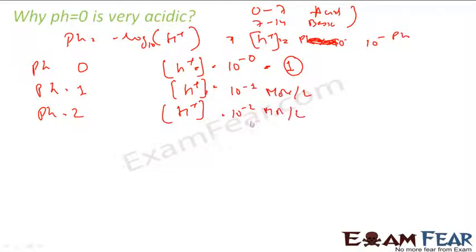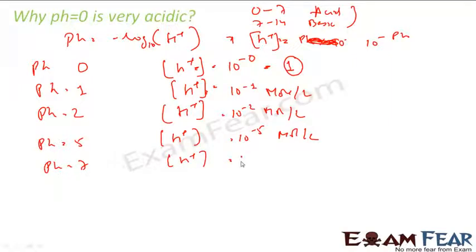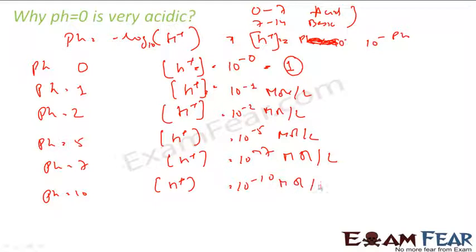So if you see, the concentration of hydrogen ion is reducing. If you take pH equal to 5, the hydrogen ion concentration will be all the more less, 10 to the power minus 5 moles per liter. If you take pH equal to 7, same thing, 10 to the power minus 7 moles per liter. If you take pH equal to 10, it is reducing, if you see. If you take pH equal to 14, the max value, the hydrogen ion concentration is very, very less.